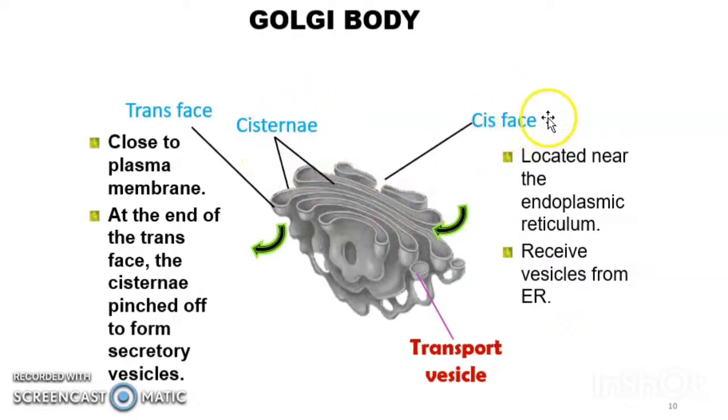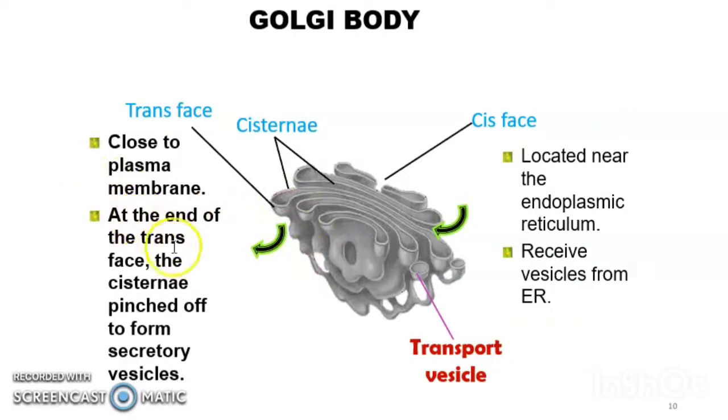Okay, so for cis phase, it is located near the endoplasmic reticulum, which it will receive the vesicle from the endoplasmic reticulum. So once we say the endoplasmic reticulum transports the vesicle, cis phase will receive the vesicle. Vesicle tu akan diterima melalui cis phase lah. And then for trans phase, it is close to the plasma membrane. Maksudnya transphase ni dia adalah berdekatan dengan plasma membrane.